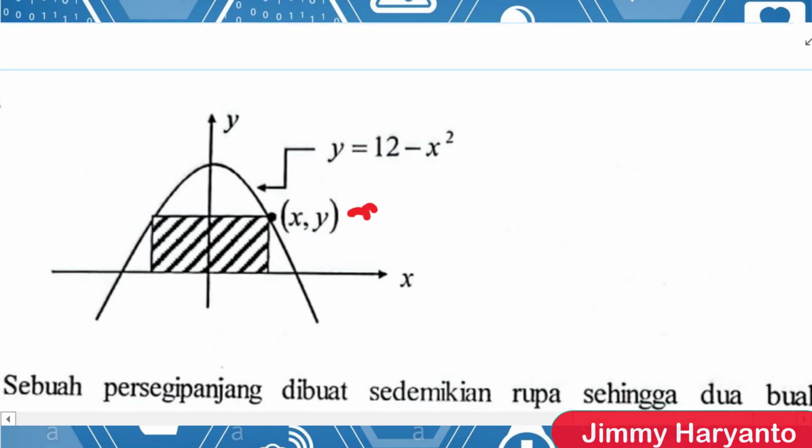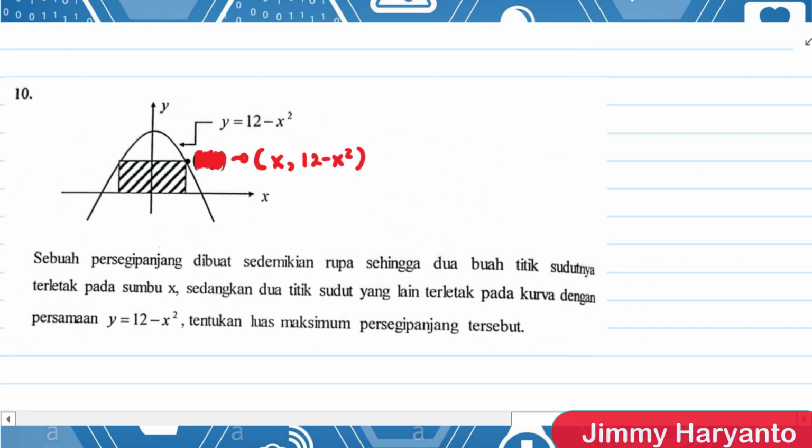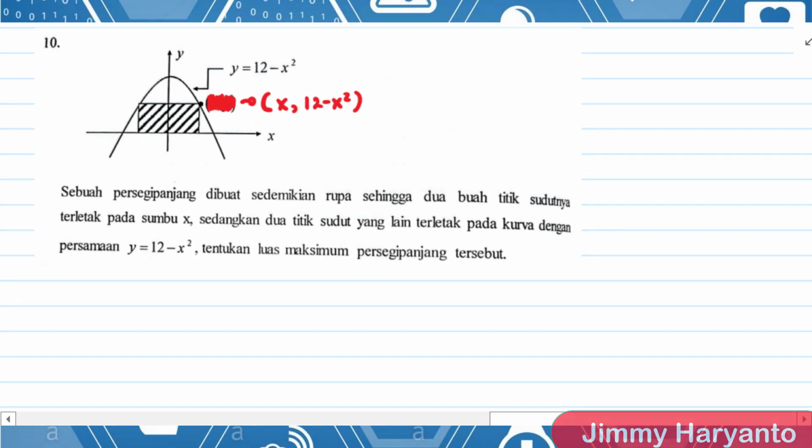Yeah, so instead of x comma y, I will use x comma 12 minus x squared because we already know that y equals 12 minus x squared. So this point will be removed. I will replace it with x comma 12 minus x squared. Yeah, it's the same. Why can I do that? Because that point passes through the curve, and the curve says y equals 12 minus x squared. I hope that you understand that, because that is the key for answering number 10.